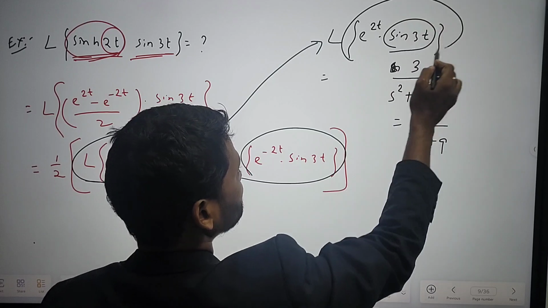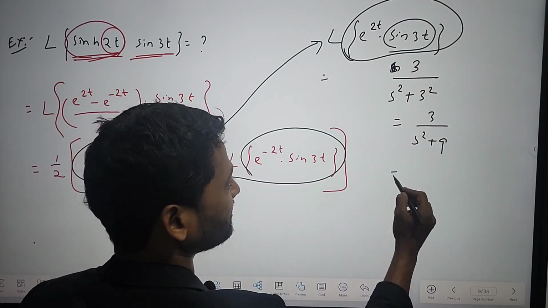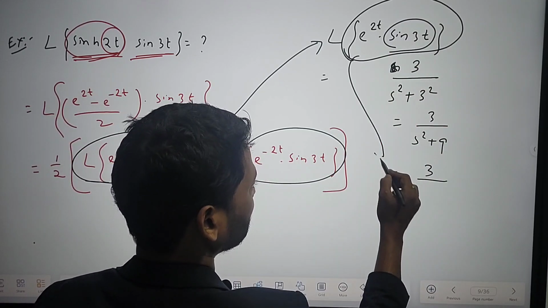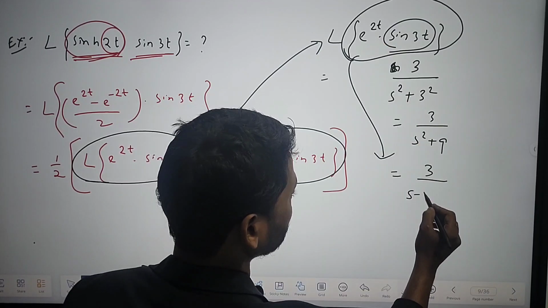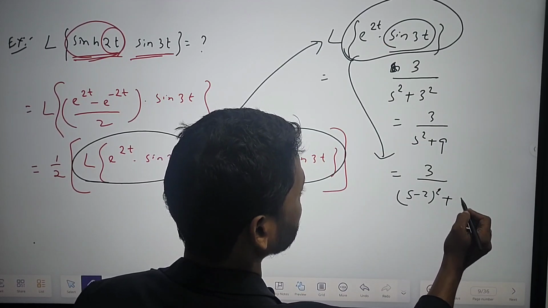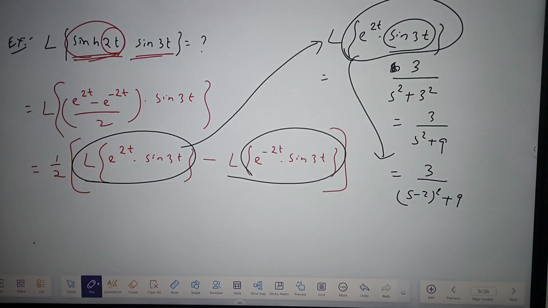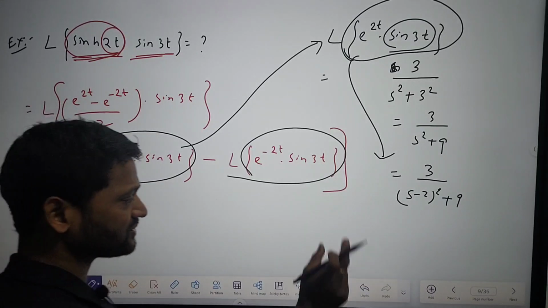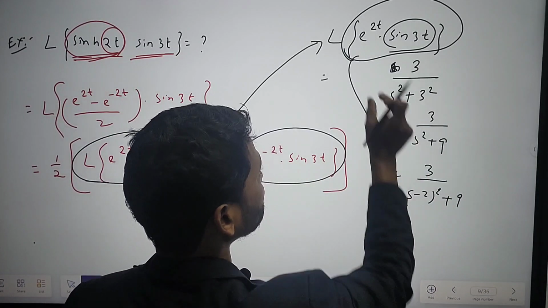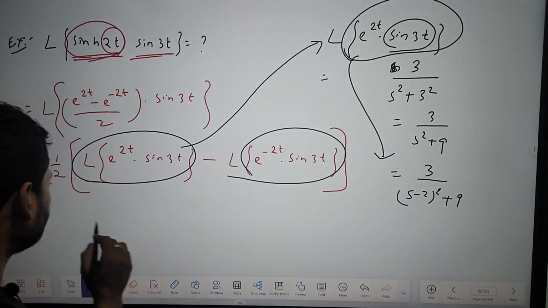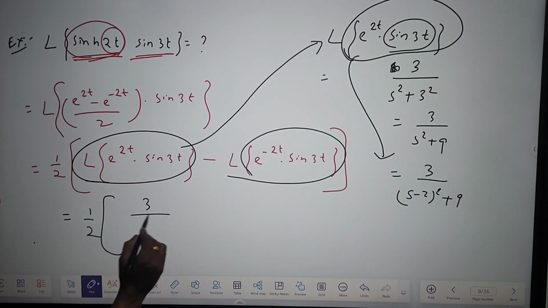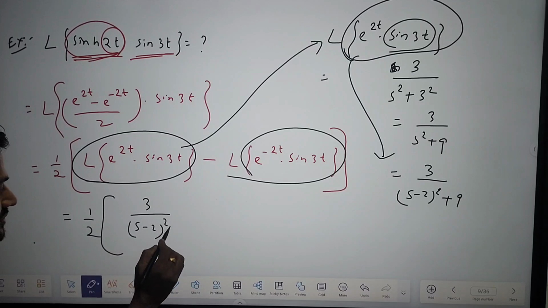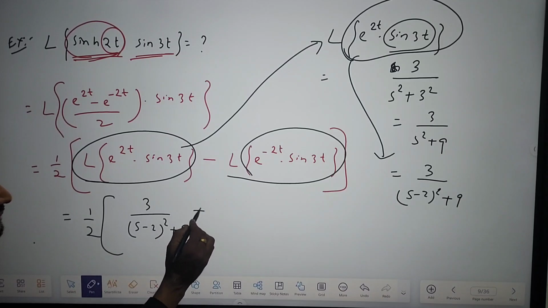But if we find out Laplace of e to the power 2t into this function, then your answer is 3 by s minus 2 whole square plus 9. Okay, you just put s minus 2 in place of s, then your answer is this part, I can write 3 by s minus 2 whole square plus 9.